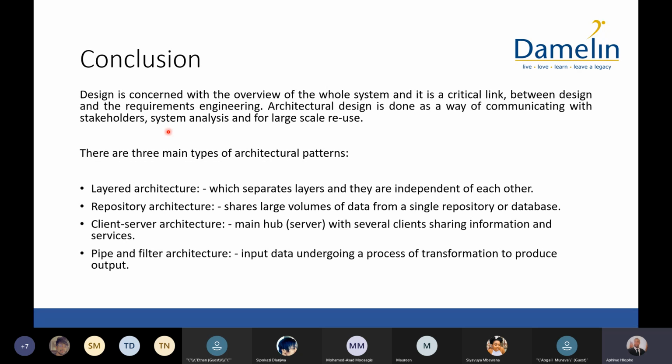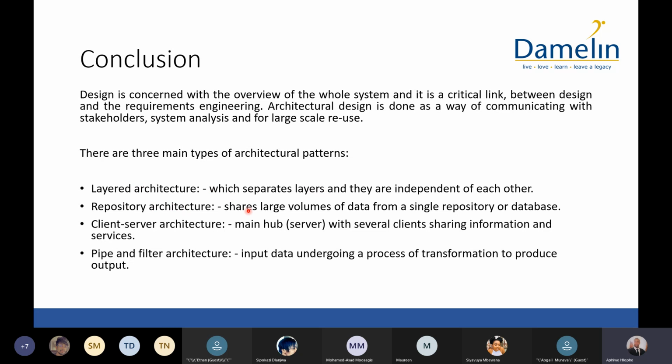So in conclusion, design is concerned with the overview of the whole system and is a critical link between design and requirements engineering. Architectural design is done as a way of communicating with the stakeholders, systems analysis, and for large-scale reuse. The three main architectural patterns are the layered architecture, which separates layers and they are independent of each other.